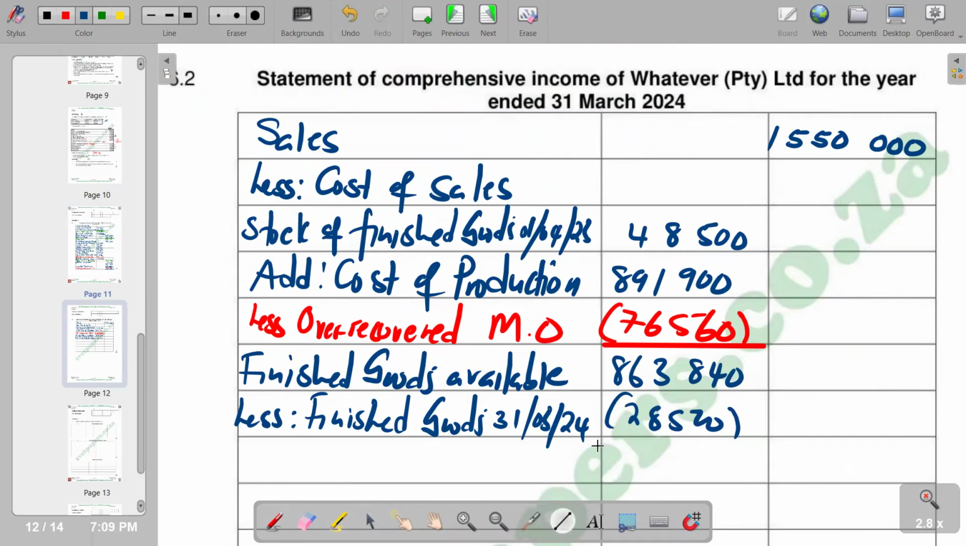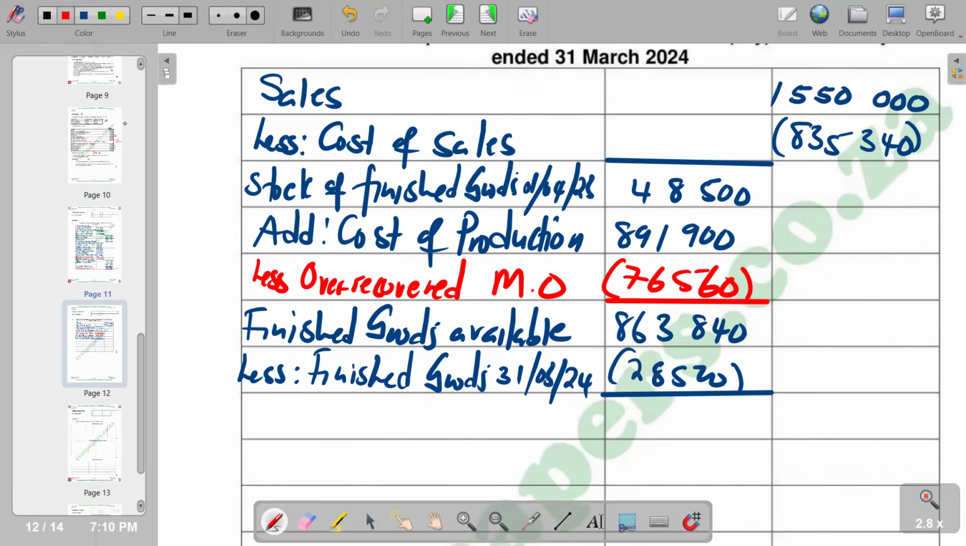So with that now, we are supposed to close so that we calculate the final figure for our cost of sales. We are now saying 863,840 minus 20,500, and then we get a figure for our cost of sales is 835,340. We can show it in brackets to show that we are subtracting. So that's what we have on that part. With that, we calculate our gross profit by saying sales minus cost of sales, and we get our gross profit is 714,660.